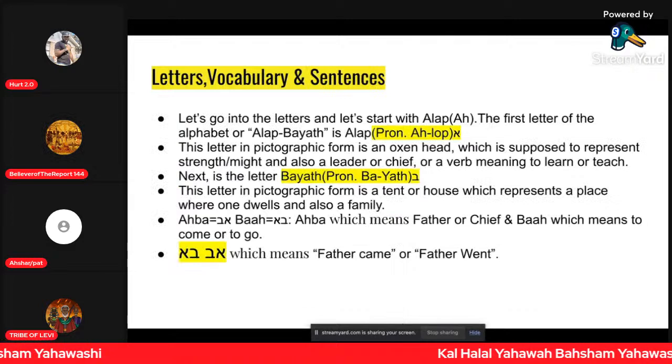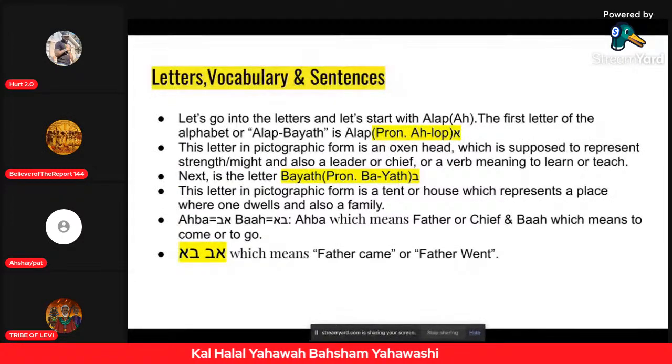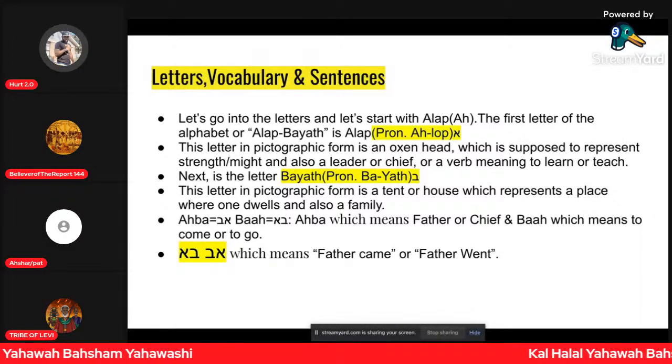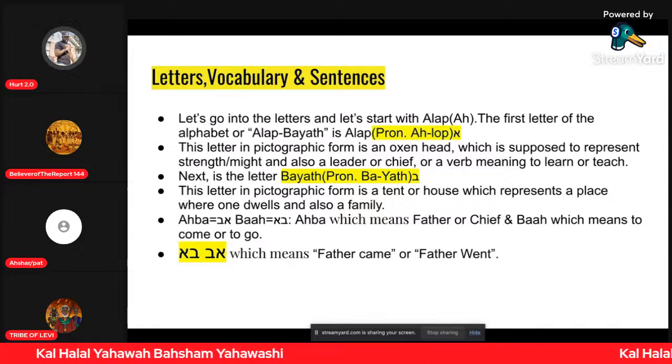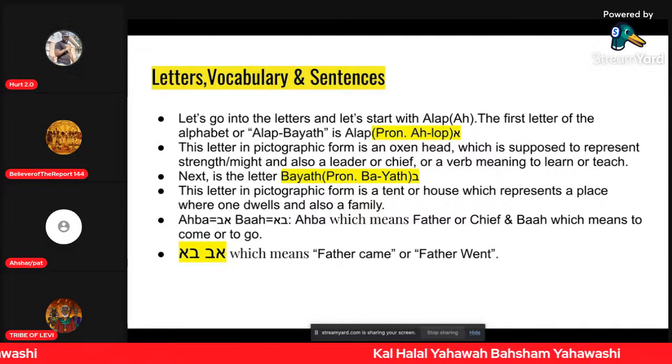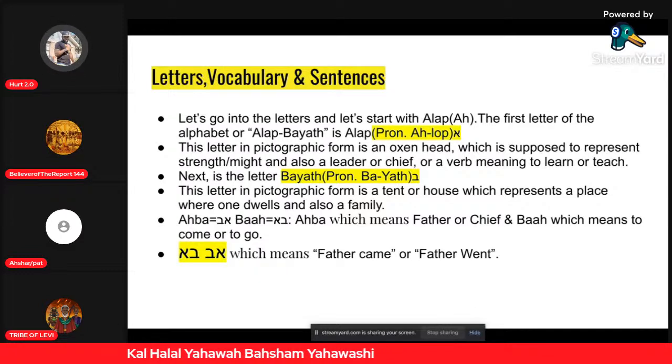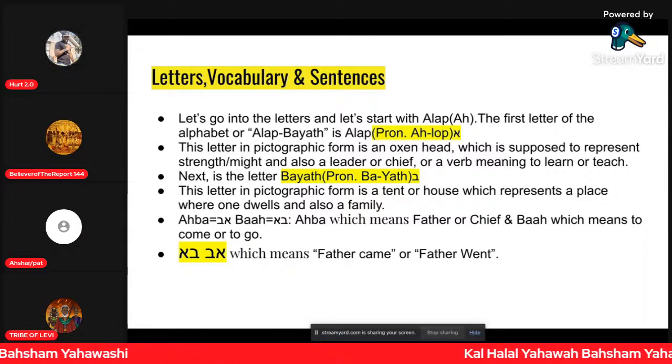You can read that if you can. Letters, vocabulary, and sentences. Let's go into the letters and let's start with alap, the first letter of the alphabet, or alap bayath. Pronounce alap. This letter in pictographic form is an oxen head, which is supposed to represent strength, might, and also a leader or chief, or a verb meaning to learn or teach.